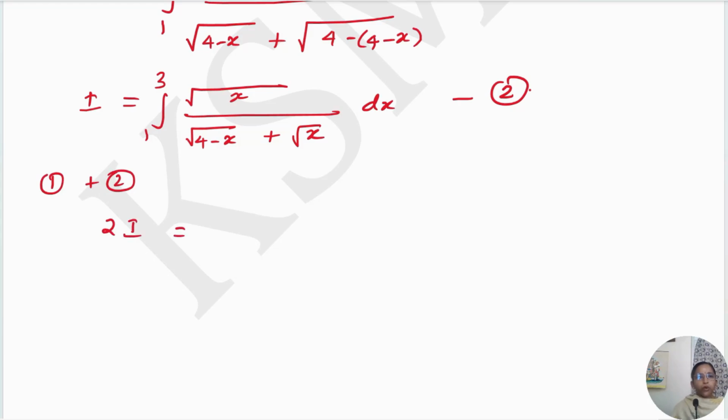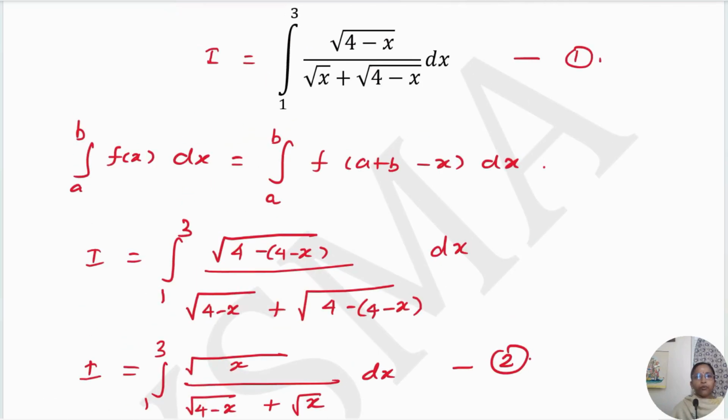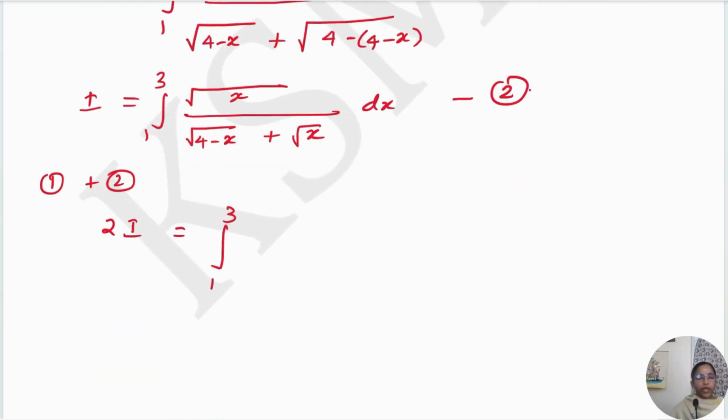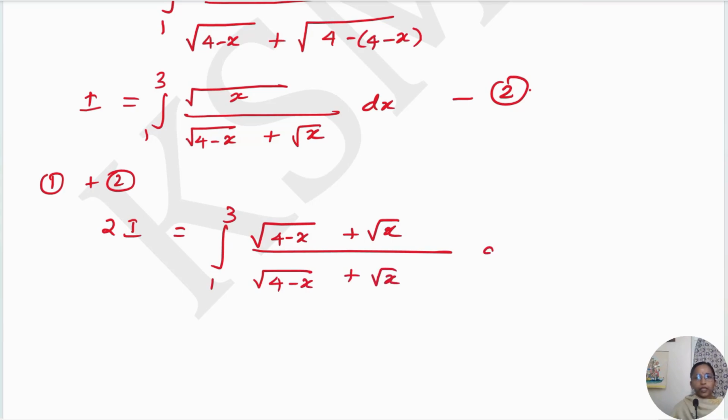So 2I is equal to, on the right side, the numerator: in the first part we have root of 4 minus x, in the second part we have root of x. So root of 4 minus x plus root of x. The denominator part is common, so root of 4 minus x plus root of x dx. Now these two items will cancel each other.